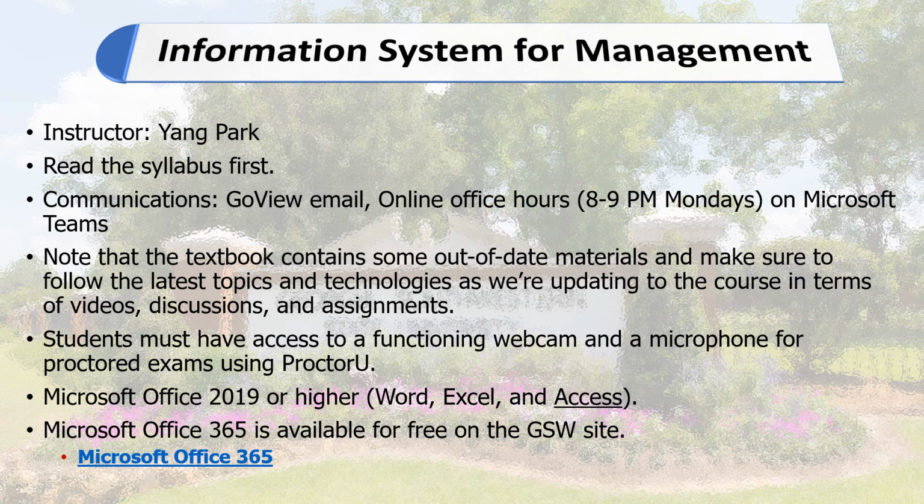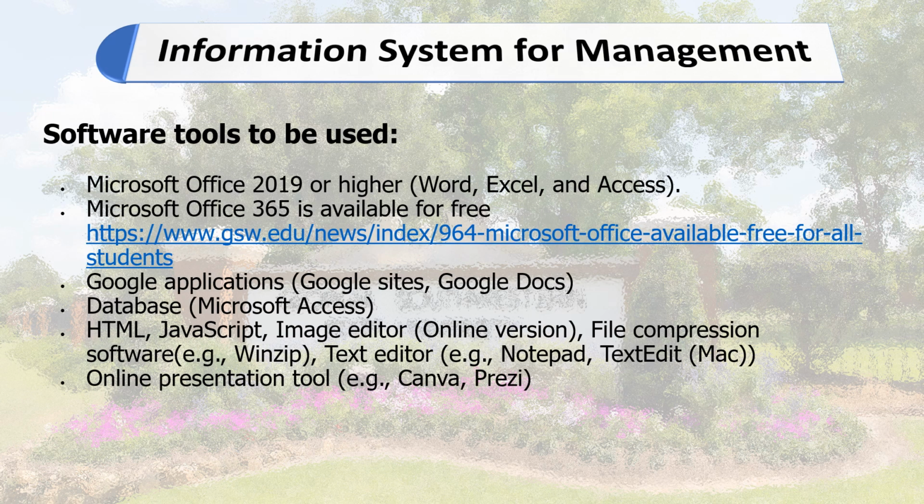In terms of software, we're going to use Microsoft Office 2019 or higher, and most likely you're going to have Office 365, which is an online version of Office. Of course, you can get that from the GSW website for free. Okay, other software: Google applications, a database.